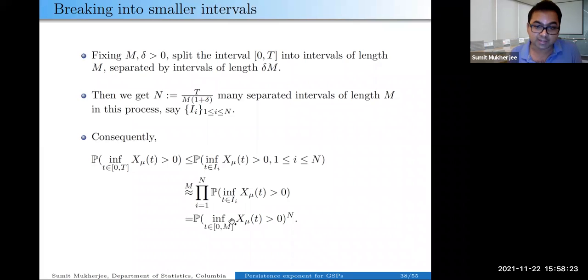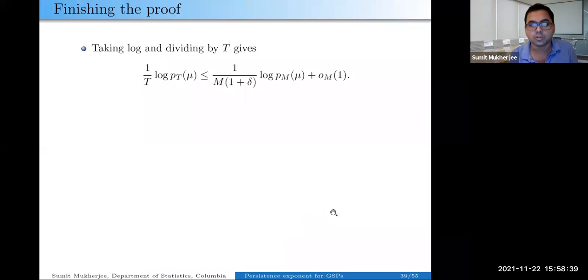Once we can do that, if you believe me on this step, then everything else is fine, because now you have a stationary process on 0 to m, n times, and persistence on 0 to m to the n. Now we are going to take 1 over t log, and you will get 1 over t log p_t is less than or equal to 1 over m times 1 plus delta log p_m plus some error which depends on m. You get the m times 1 plus delta because n was t over m times 1 plus delta.